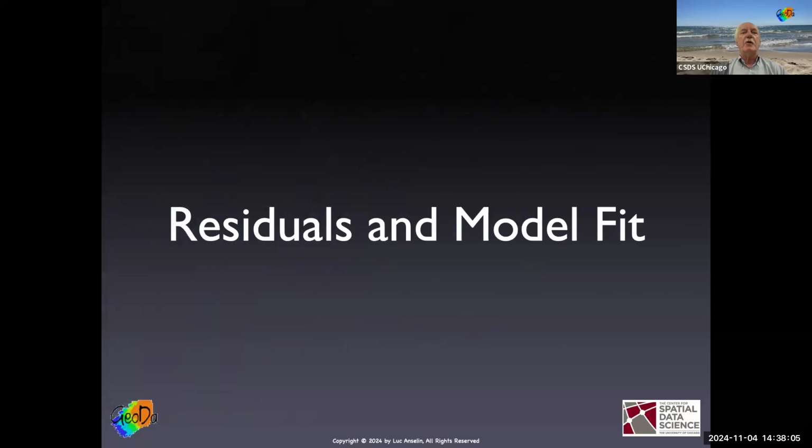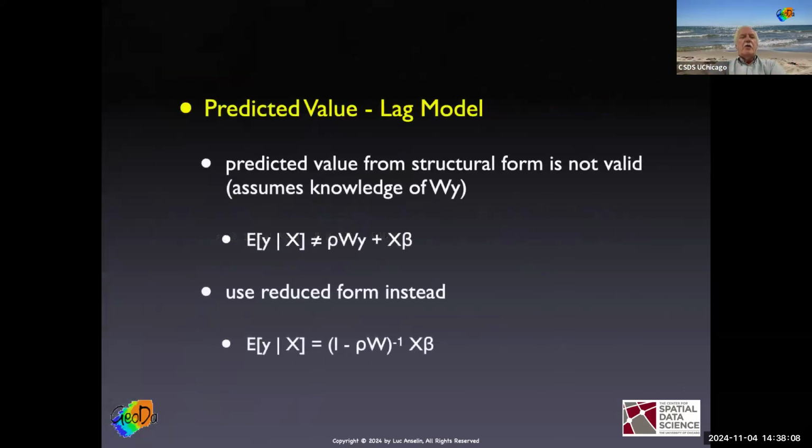Residuals and model fit. What is the predicted value? And here we have, again, to remember that this is a simultaneous model. So the only thing that has full validity is the reduced form. If you look at the predicted value in this expression, what is here on the right-hand side is the spatial lag of y, but you don't know what y is. You're trying to predict y. So why would you use observed y at the neighbors to predict y at a given location?